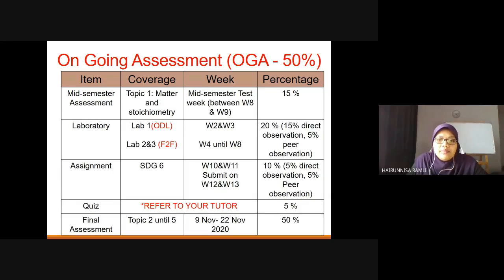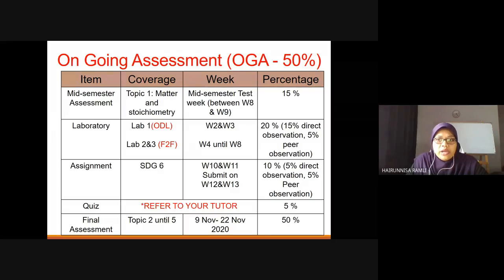So total lab you only have 3 labs. Okay. Where previously we have about 5. If I'm not mistaken, 5 labs. So for this case, kita cuma ada 3 lah. Because of the ODL lah, sebab kita nak buat social distancing, kita tak boleh cram sangat dalam satu lab.